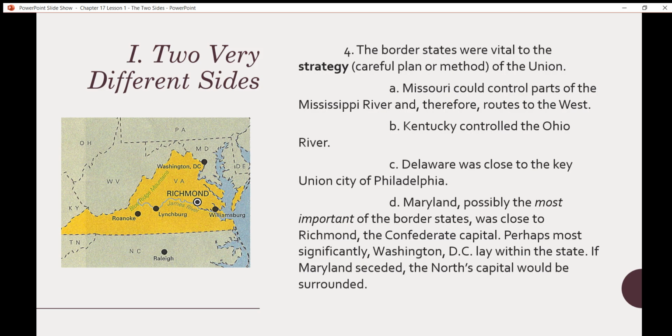Perhaps most significantly also, Washington, D.C. lay within the state of Maryland. So if Maryland seceded, the North's capital would be surrounded, potentially compromised, and it may have had totally damaging effects on the sustainability of the Union.